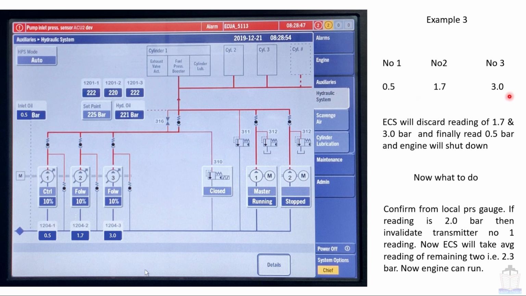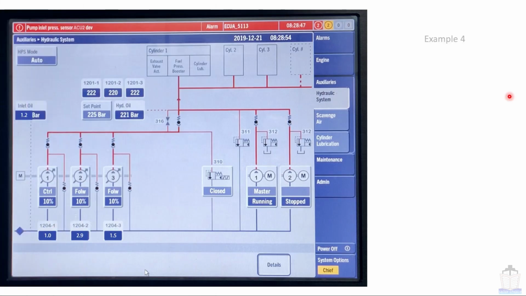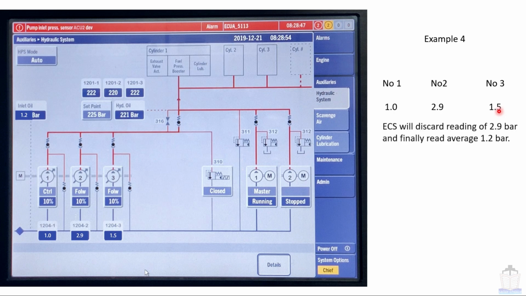Now going to see example number 4. Reading is 1 bar, 2.9 bar and 1.5 bar. The difference between number 1 and number 2 is more than 1 bar. Number 2 and number 3 also more than 1 bar, but the difference between number 1 and number 3 is not more than 1 bar. So what action will the ECS take?